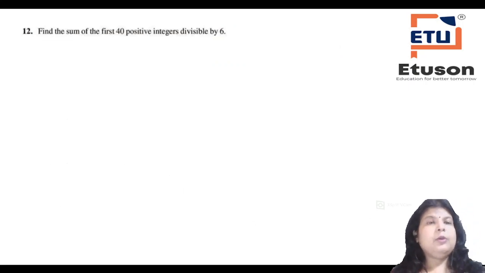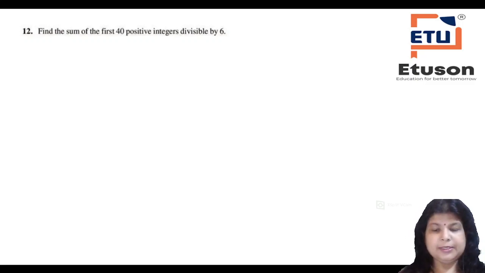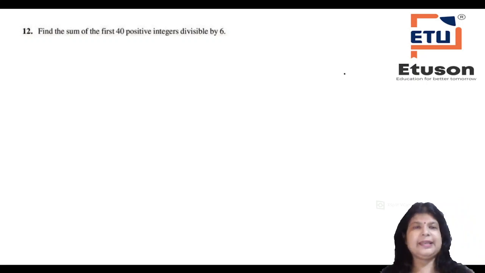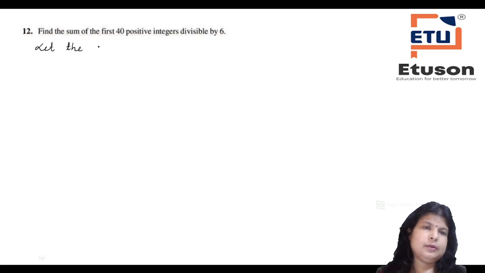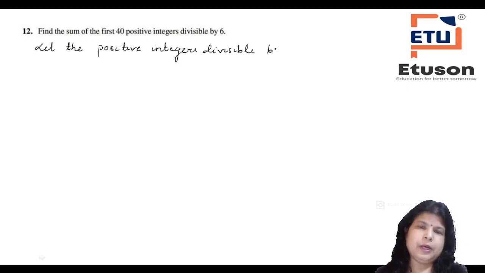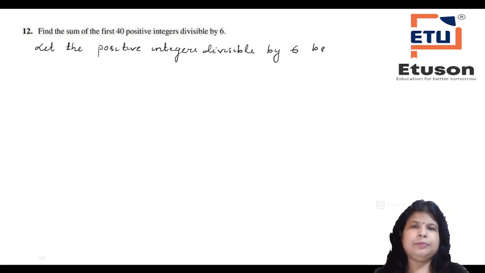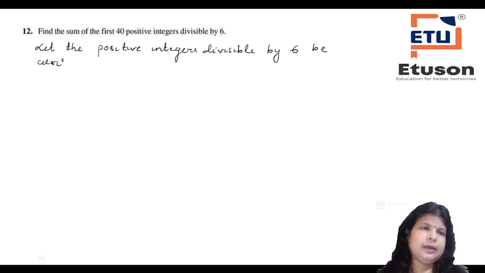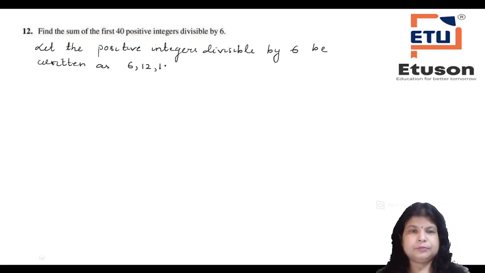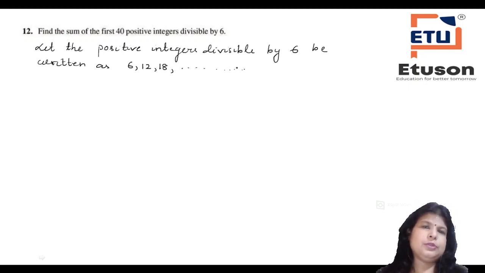Find the sum of the first 40 positive integers divisible by 6. So, let the positive integers divisible by 6 be written as 6, 12, 18, so on and so forth.